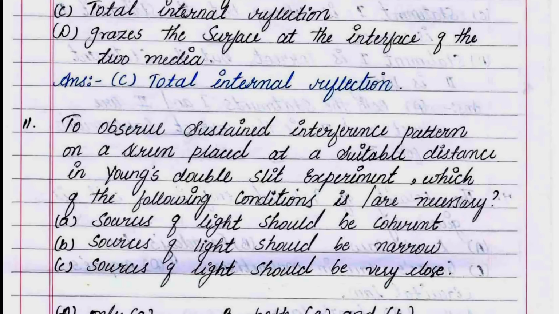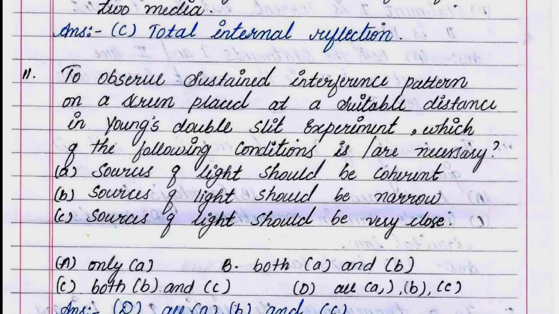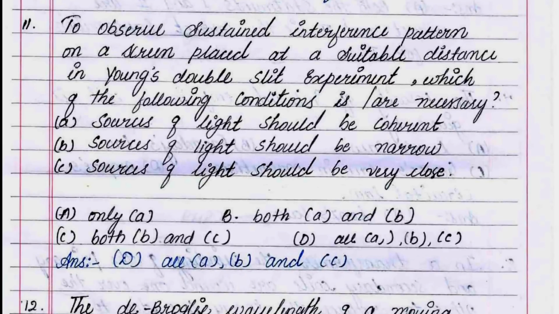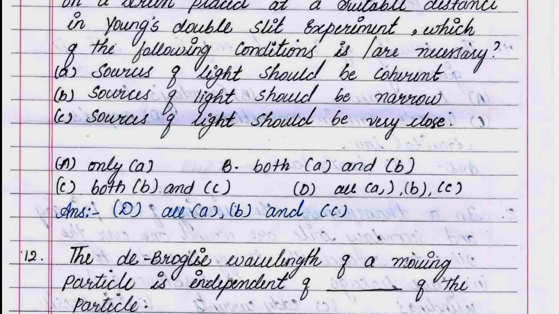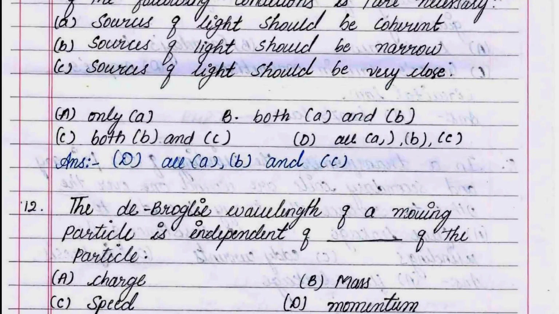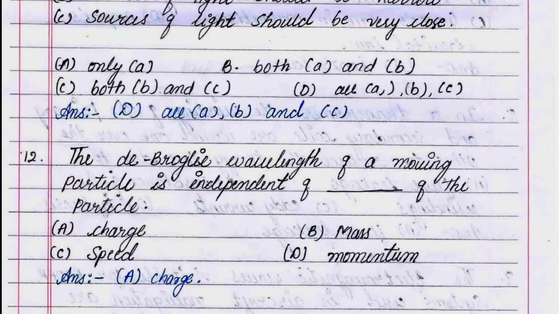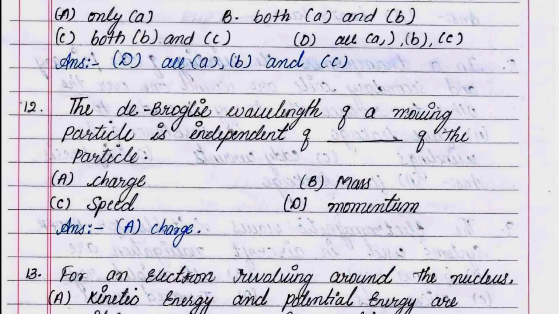11th, to observe sustained interference pattern on a screen placed at a suitable distance in Young's double slit experiment, which of the following conditions are necessary? A. Source of light should be coherent, B. Source of light should be narrow, C. Source of light should be very loose. A. Only A, B. Both A and B, C. Both B and C, D. All A, B and C, and the answer is D. All A, B and C.